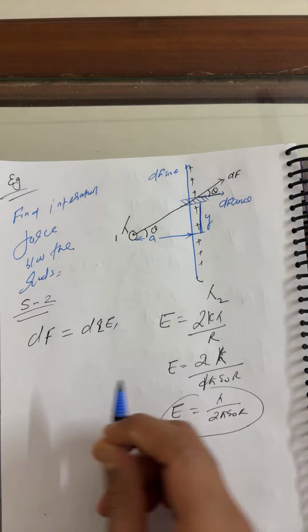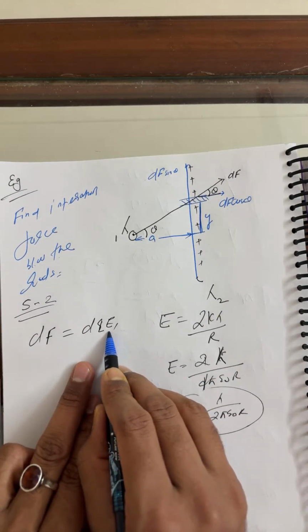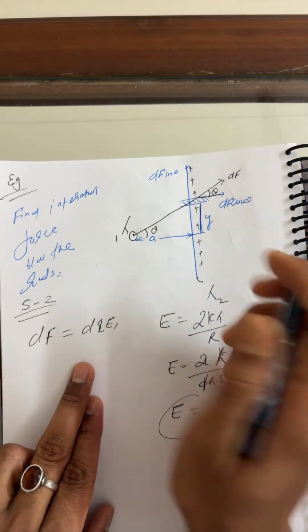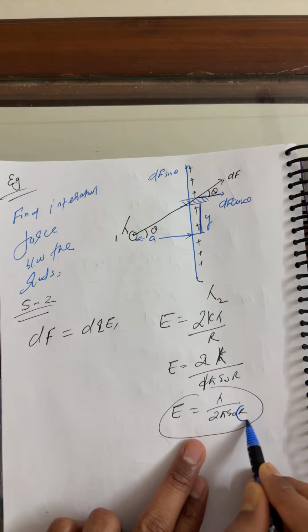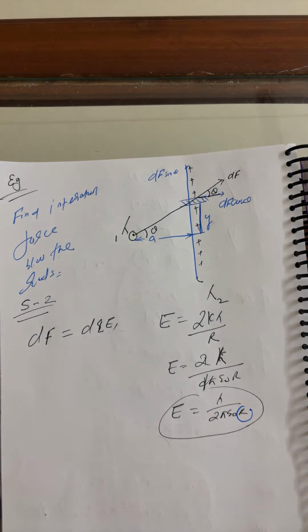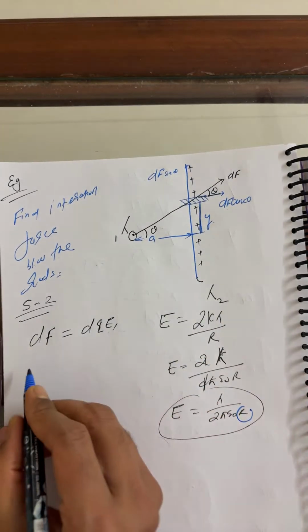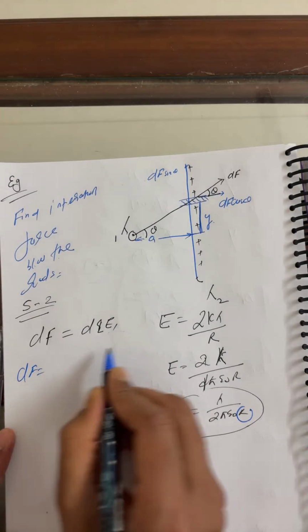If you want to write the electric field E1 at this element, this is r here, and r is the square root of a squared plus y squared. R is the square root of a squared plus y squared. It's a good question, just listen carefully. dF is equal to dq into E1.